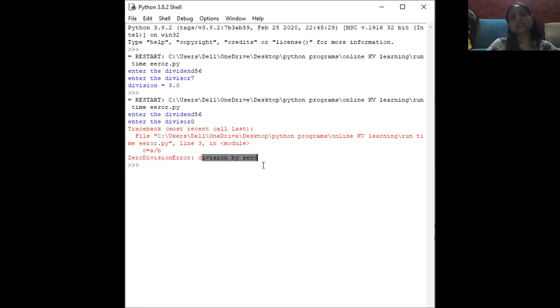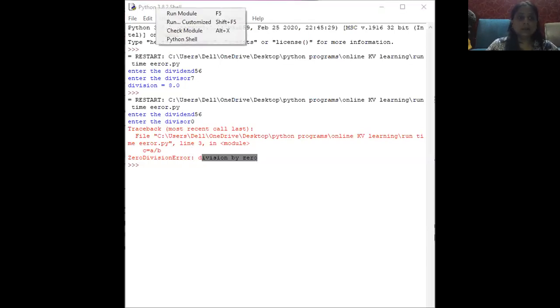As you know, division by 0 is infinite in mathematics and infinity is nothing for the system. Your system doesn't know what infinity is. So division by 0 is undefined in your system. That's why it is a problem. And this problem is known as a runtime error because you have encountered this problem after the execution of your program. So this is a runtime error.